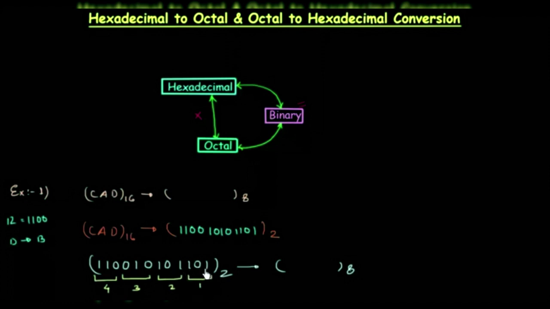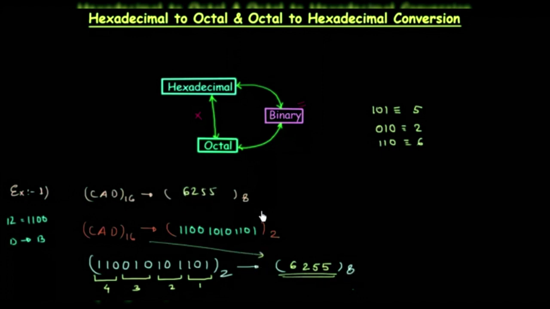In first group we have 101. 101 is equivalent to 5, so we have 5. In second group again we have 101, so we have 5. In third group we have 010, and 010 is 2. And in fourth group we have 110, 110 is 6. So 6255 is the octal number that we got from this binary number. And you can say CAD in hexadecimal will give us 6255 in octal. So 6255 is the answer.